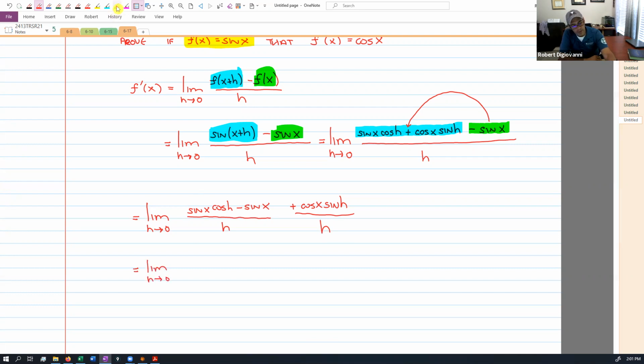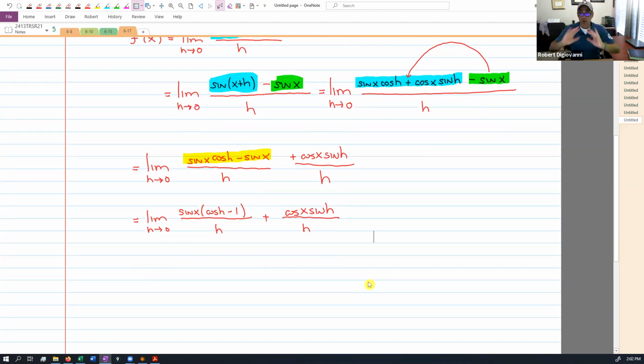On the numerator here in yellow, both of those terms have a sine, so I'm going to pull a sine x out. I'm left with cosine of h minus 1 over h, and then plus cosine of x sine of h all over h. We're done. We're there. Okay. Any questions on what I've done so far?